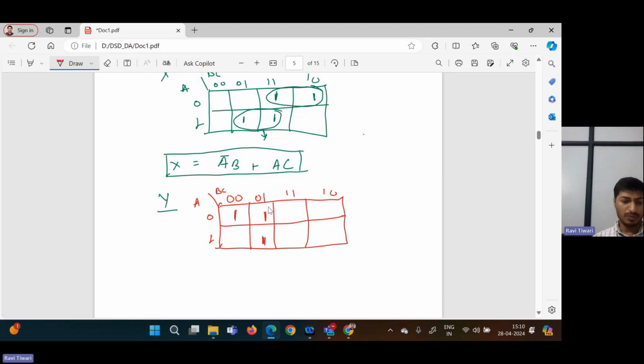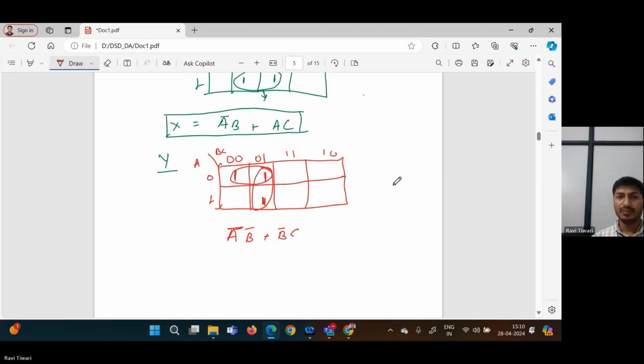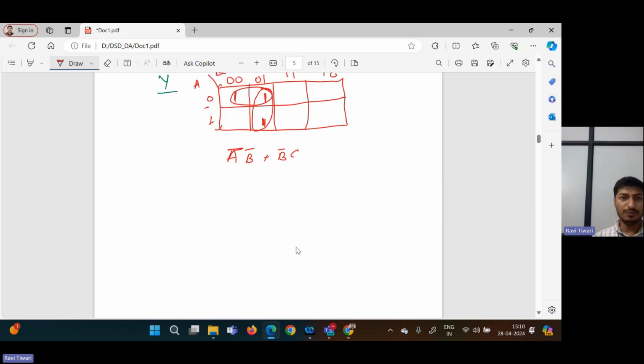So again, we can make a group, one group like this and another group like this. So we can write down the expression here, that is A bar B bar plus B bar C. So this is the expression for Y. This is A bar B bar, and this is B bar C. So this is the expression of Y.